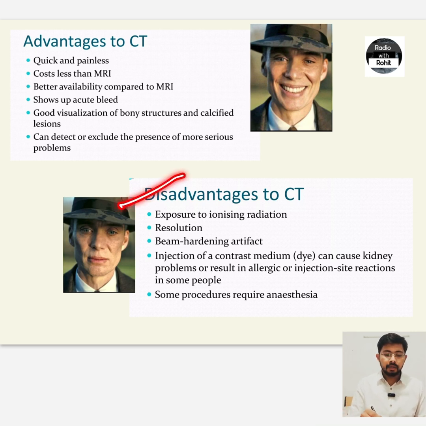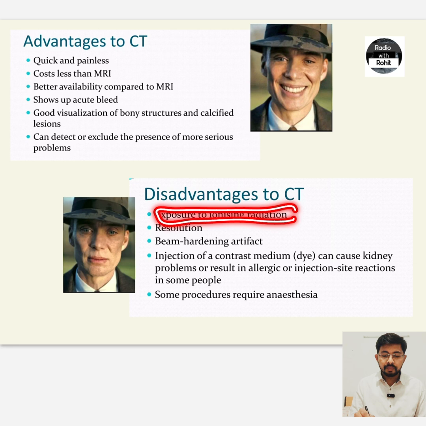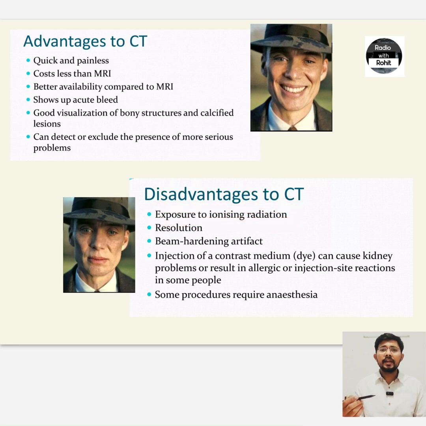But there are also some disadvantages of CT scan. The one major disadvantage is ionizing radiation. So we cannot advise it for pregnant or lactating females, or for repetitive scans in cancerous conditions. It has a poor resolution as compared to the MRI, but it still depends on how many slices your CT scan has. There is also beam hardening artifact. One major problem is the contrast. The CT contrast is injurious to our kidney and body. It could lead to an anaphylactic reaction, and some procedures require anesthesia. This applies to both MRI and CT scan.